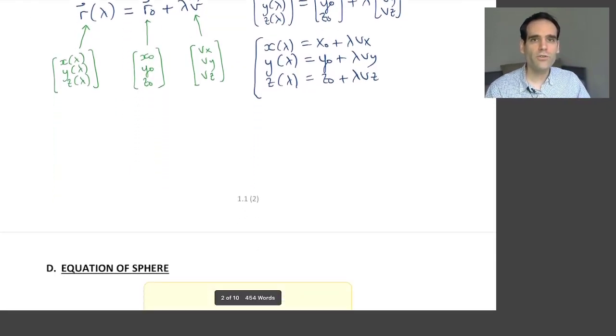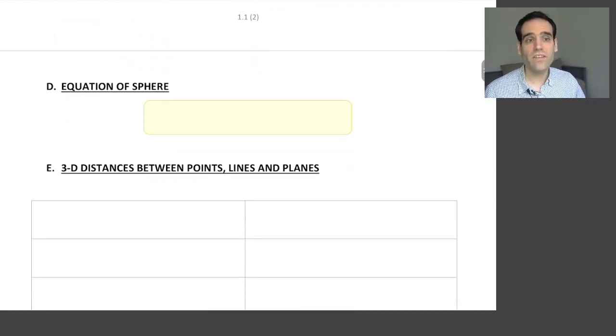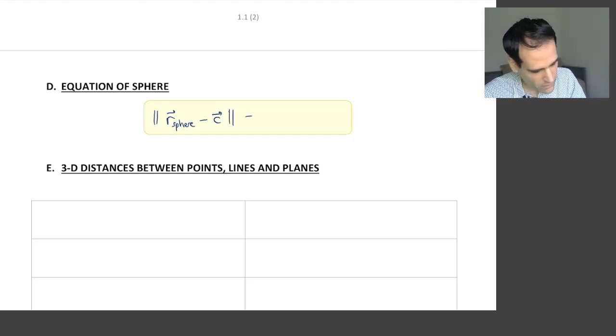Next, we move on to the equation of a sphere, which is the following: r of the sphere minus a vector c, which is the center of the sphere. It's a vector pointing from the origin to the center of this sphere, equals the radius. Let's call it capital R. That's the radius of the sphere. So that's the equation for a sphere.